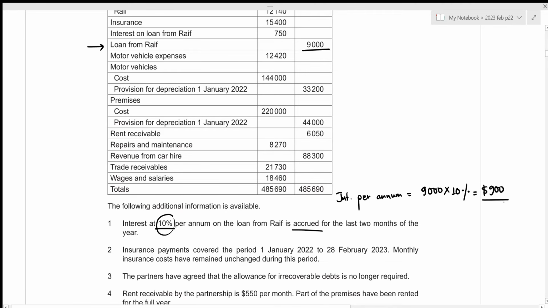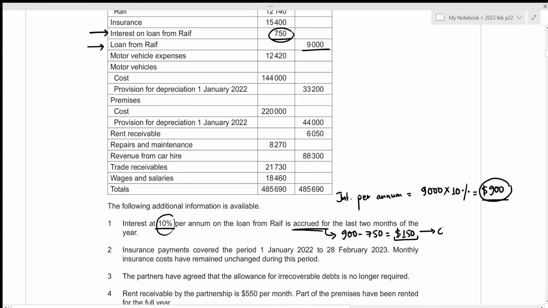So this is the total interest that we need to pay for an entire year, but we're also given the interest on loan from Raif right here, and it is of 750. So this amount just indicates the loan interest that has already been paid. So the difference between this paid amount and the interest charged for the entire year is going to be the accrued amount for the last 2 months. So that is just going to be 900 minus 750. So that's 150. So this is now our outstanding amount that we still need to pay, which will go towards our current liabilities.